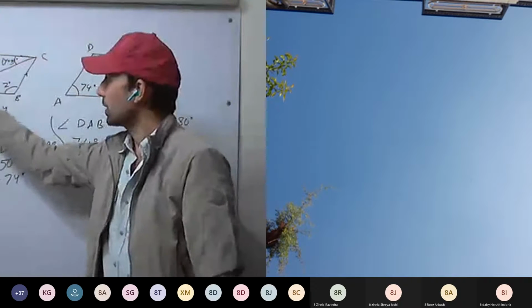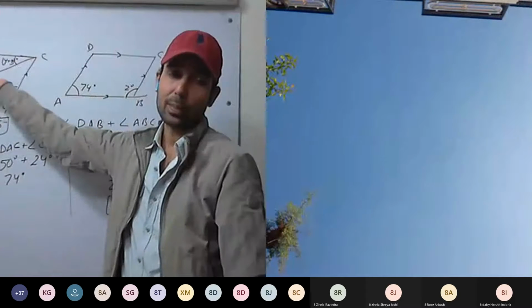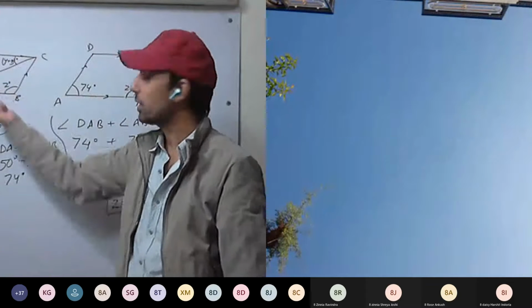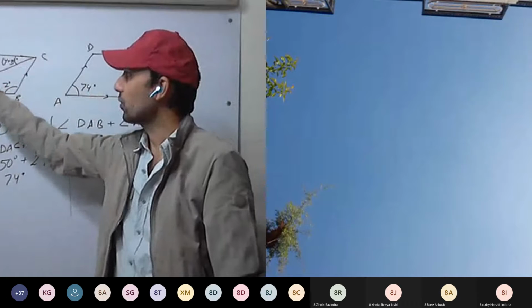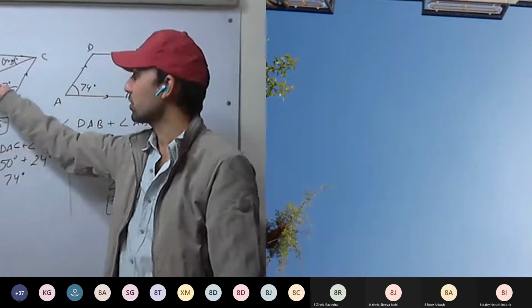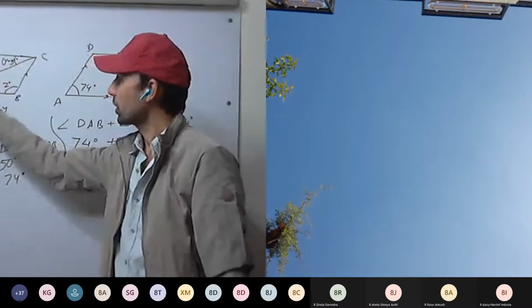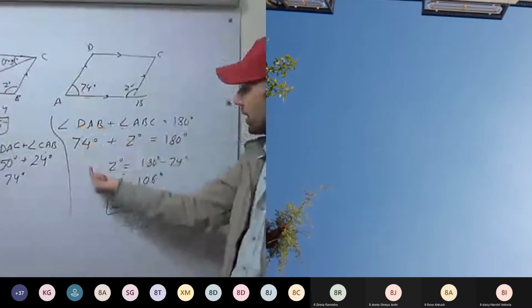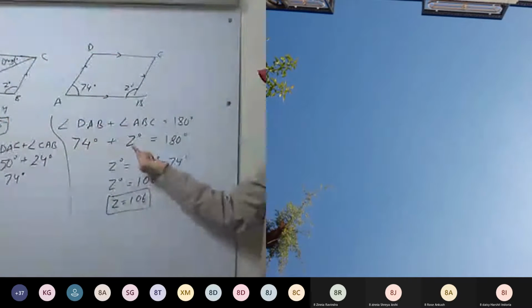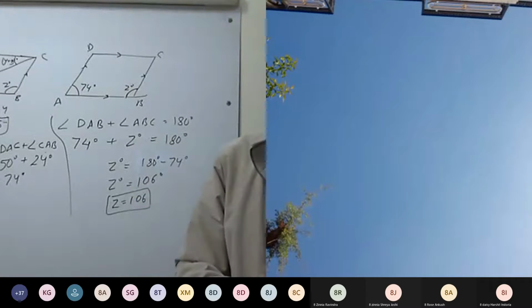This angle plus this angle is angle DAB. 24 we already know. 3y plus 5 we do not know, but the value of y we have, that is 15 degree. We just put the value of y here, 3 into 15, 45 plus 5, 50 degree. So angle DAC is 50 degree. 50 plus 24, 74 degree. We calculated angle DAB. Put here and we can calculate the value of Z, that is 106. Clear now?